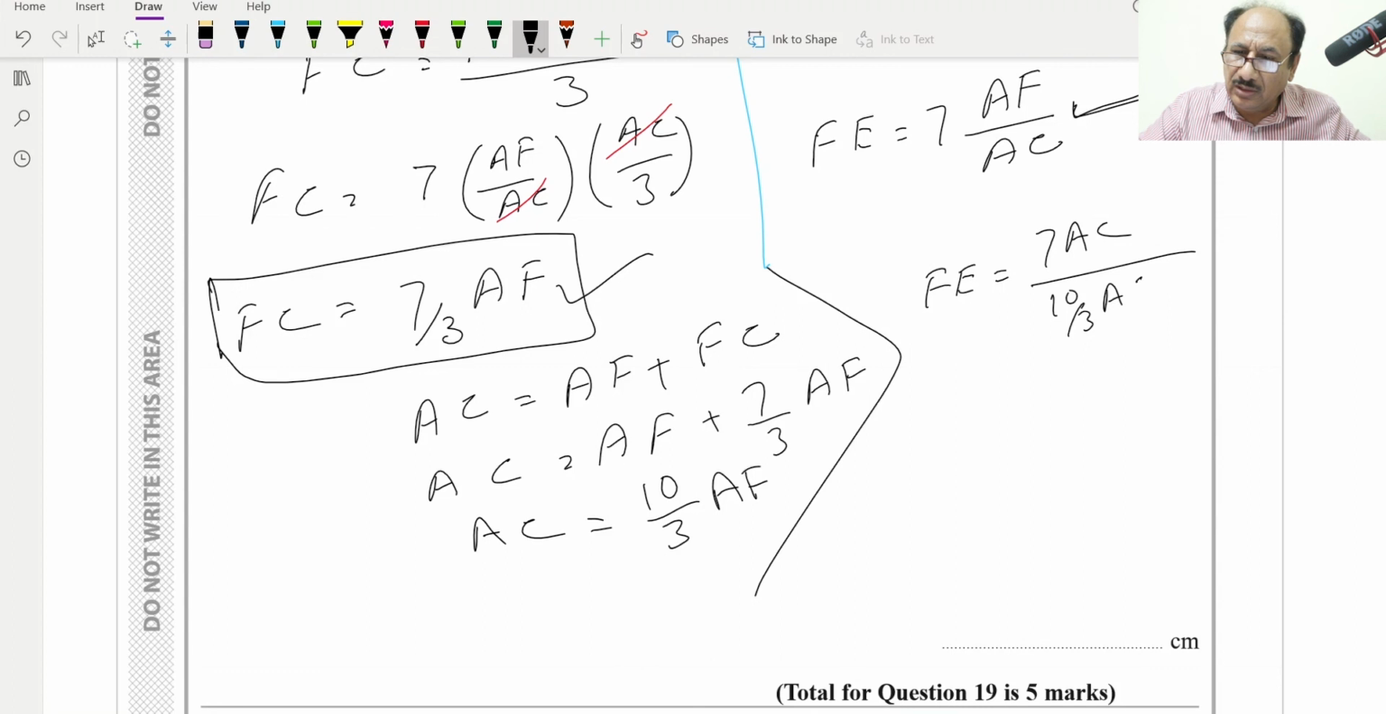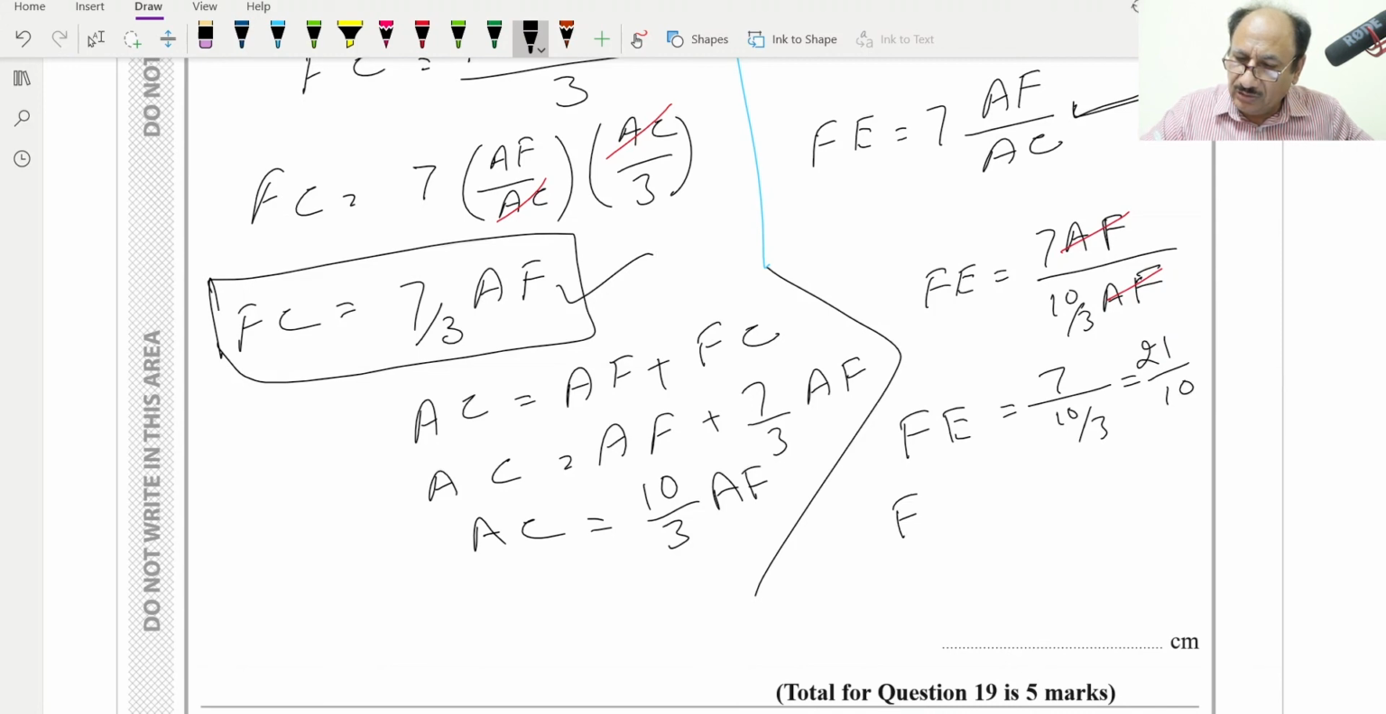We can write, this is not AC, this is basically AF. So this will be AF over 10 over 3 AF. Now AF will be cancelled with this AF, and we will get FE is equal to 7 over 10 over 3, which is equal to 21 over 10, and so we can write FE is equal to 2.1 centimeters, and 2.1 centimeters will be our answer.